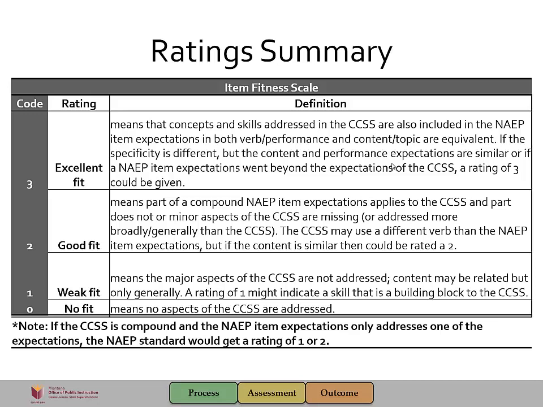For a weak fit, this means that major aspects of the Common Core are not addressed. The content may be related, but only generally. A rating of a 1 might indicate a skill that is a building block to the Common Core. Finally, a 0, no fit, means no aspects of the Common Core are addressed with the NAEP item. Please note, if the Common Core is compound and the NAEP item expectation only addresses one of the expectations, the NAEP standard would get a rating of a 1 or a 2.